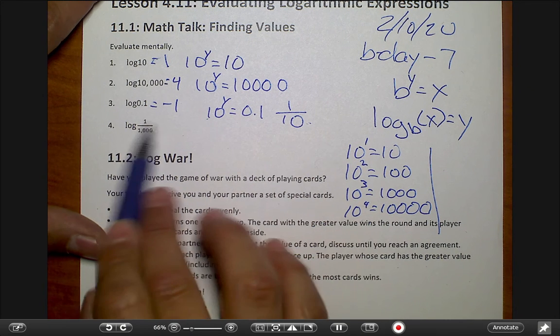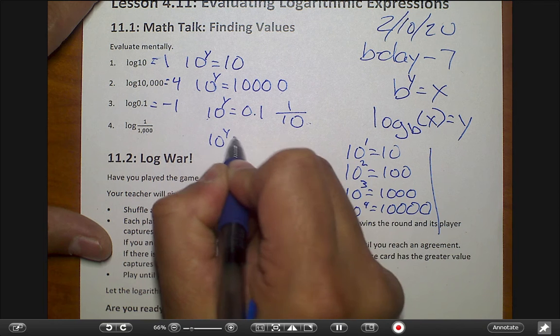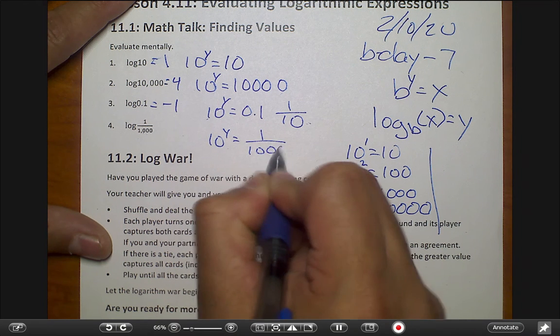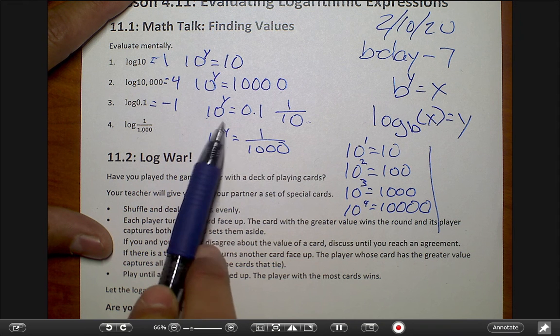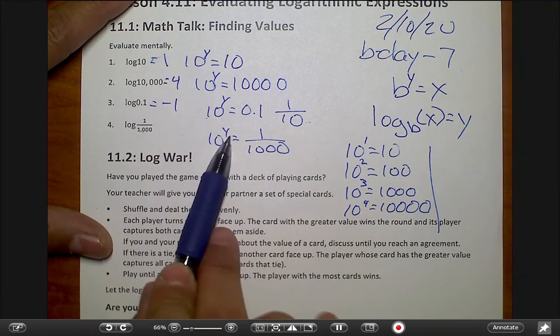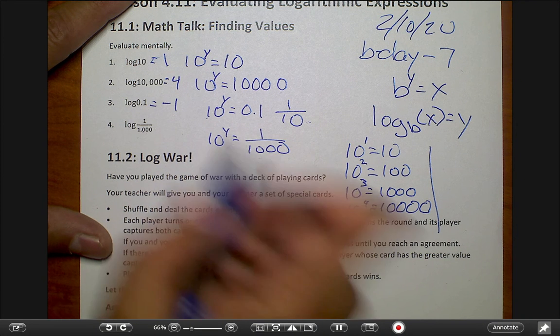Using that same information here, my base is 10, and that's supposed to be equal to 1 over 1,000. Again, I need to make it 1 over, so that makes it a negative, right? And so a negative what? -3 is going to give me 1 over 1,000.